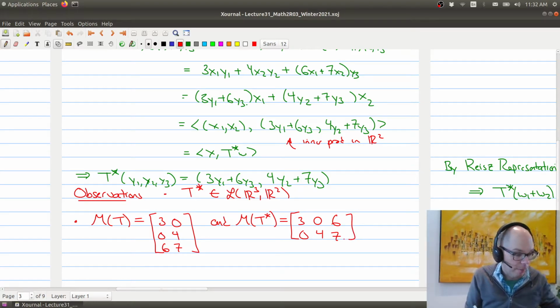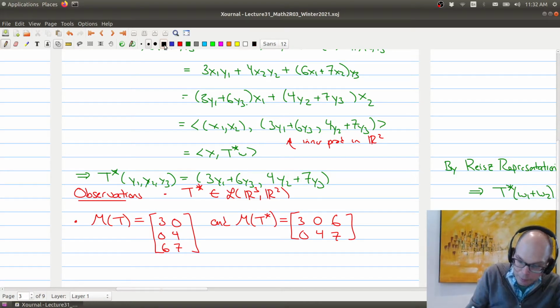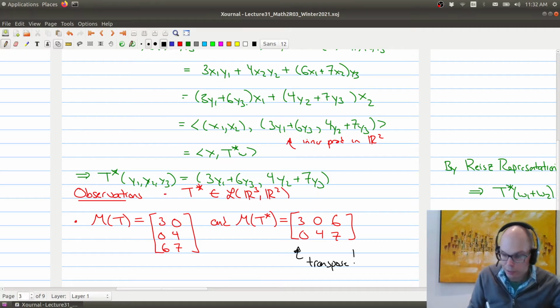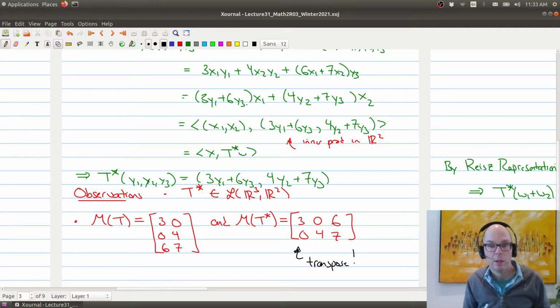If you remember anything from Math 1B03, you notice that what we're getting here is the transpose of the matrix that we started with. So this is going to be a very useful observation. We're actually going to explain why this is the case later on.